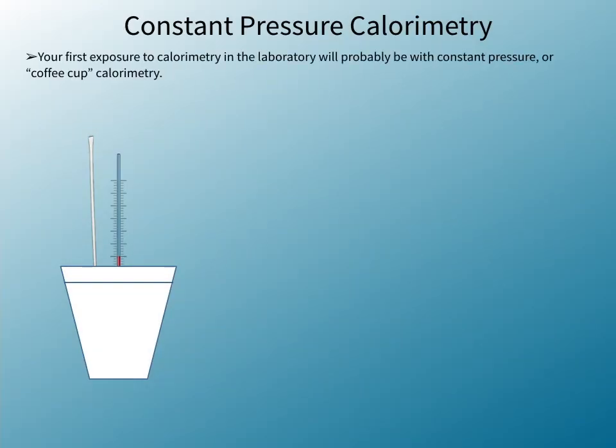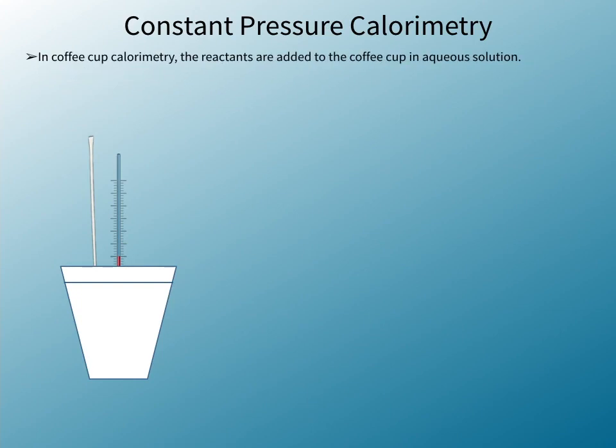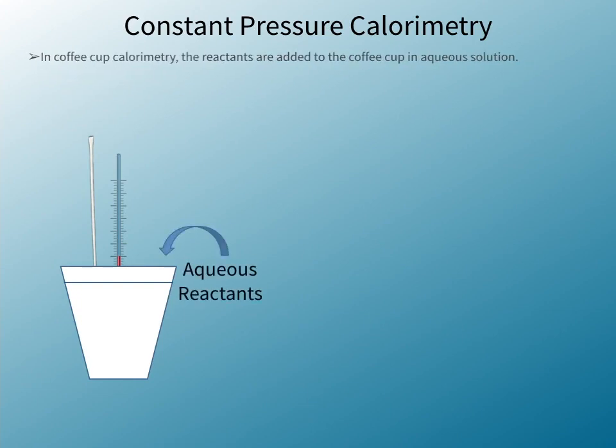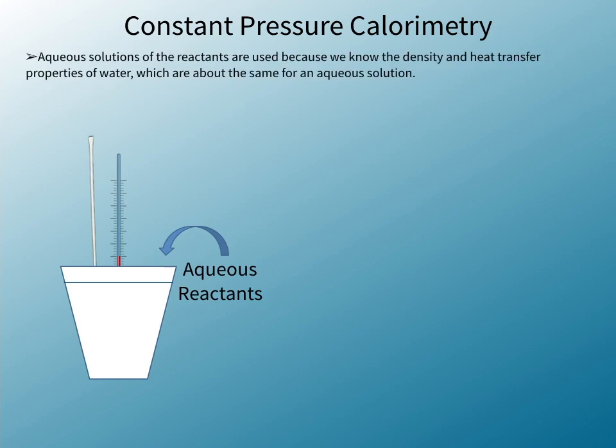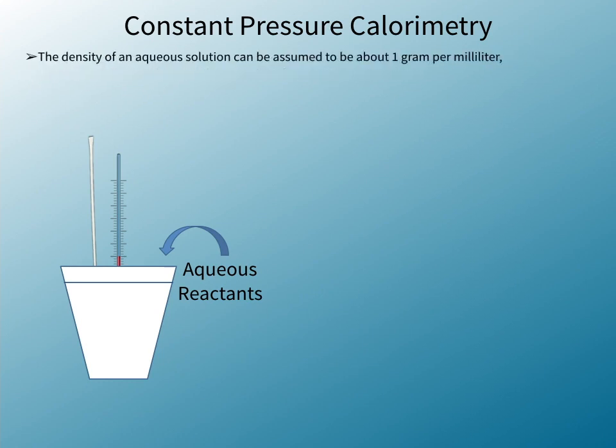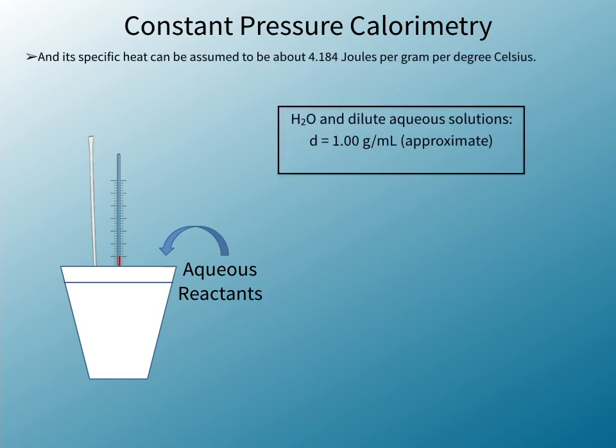Your first exposure to calorimetry in the laboratory will probably be with constant pressure, or coffee cup, calorimetry. In coffee cup calorimetry, the reactants are added to the coffee cup in aqueous solution. As the reaction occurs, the reactants exchange heat with the water where they're dissolved, and its temperature changes. Aqueous solutions of the reactants are used because we know the density and heat transfer properties of water, which are about the same for an aqueous solution. The density of an aqueous solution can be assumed to be about 1 gram per milliliter, and its specific heat can be assumed to be about 4.184 joules per gram per degree Celsius.